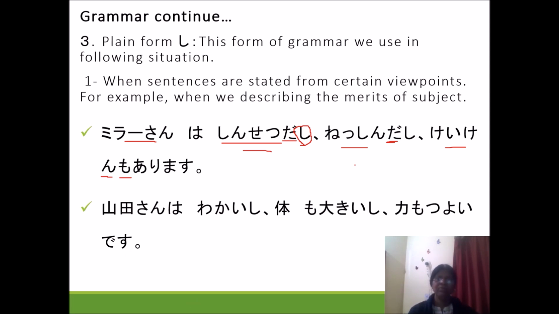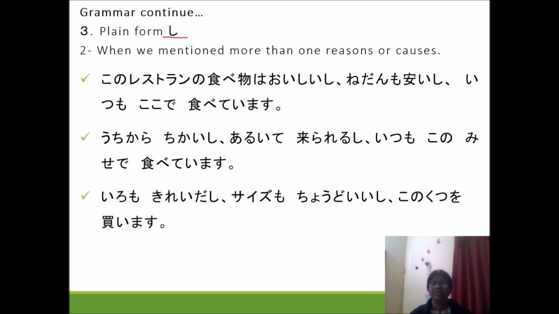In this sentence we have wakai as 1 point, karada mo ooki as the 2nd point, and chikara mo chuoi. So there are so many points in a sentence, so we used shi. Yamada-san wa wakaishi, karada mo ookishi, chikara mo chuoi desu. Understood where to use shi grammar? When we describe some merit points or some points of the subject, we use plain form shi. The second is when we mention more than one reason or causes. When we explain more than one reason or causes, we also use shi.